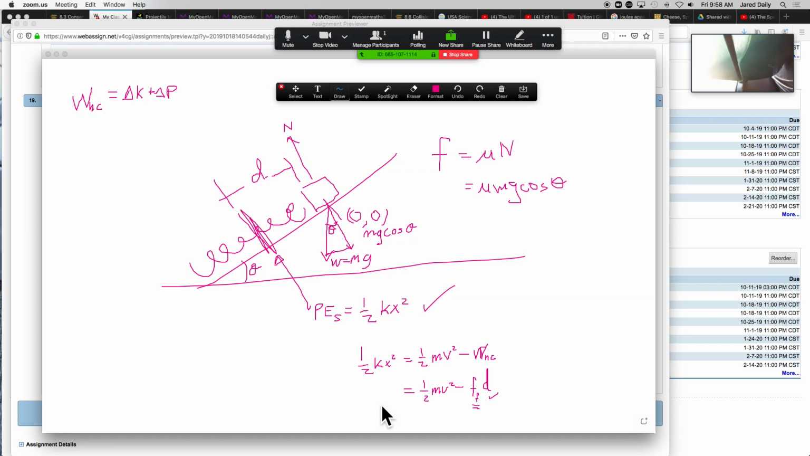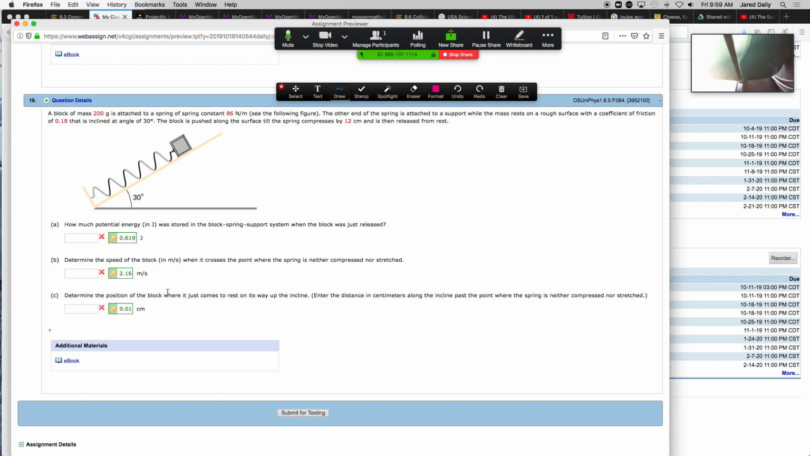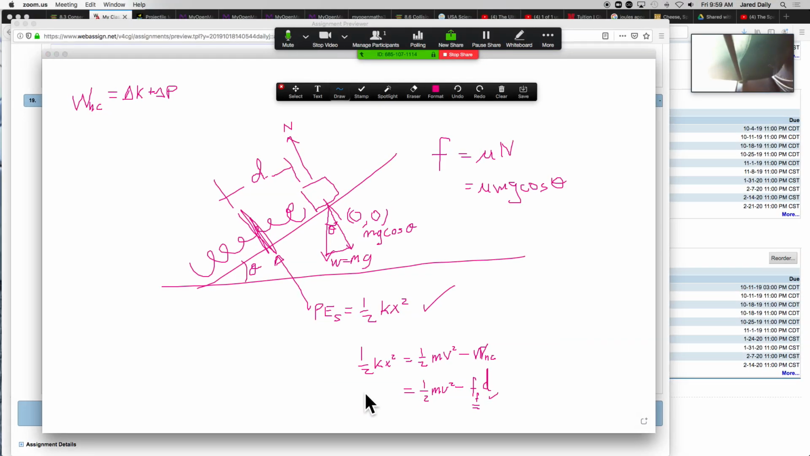So the P would just be the 12? Yep. Okay. And the same thing goes for part C. In part C, they want us to measure the position of the block where it comes to rest on its way up the incline. You use the same equation we just did, except you plug in V equals 0 here, and you solve for D instead.